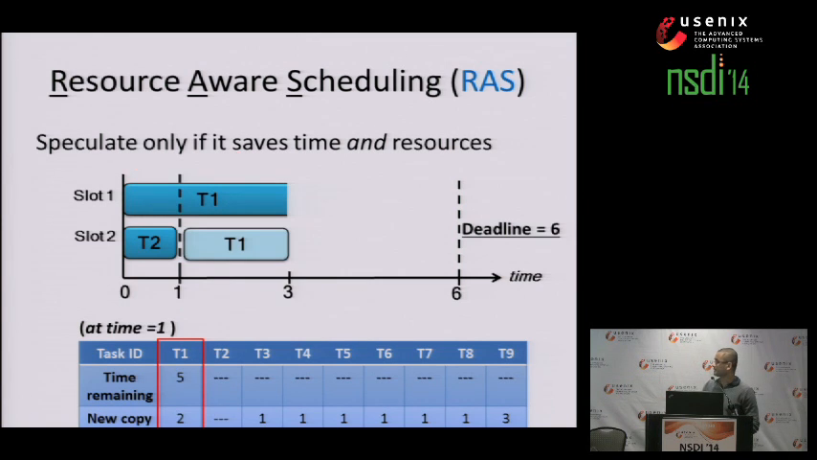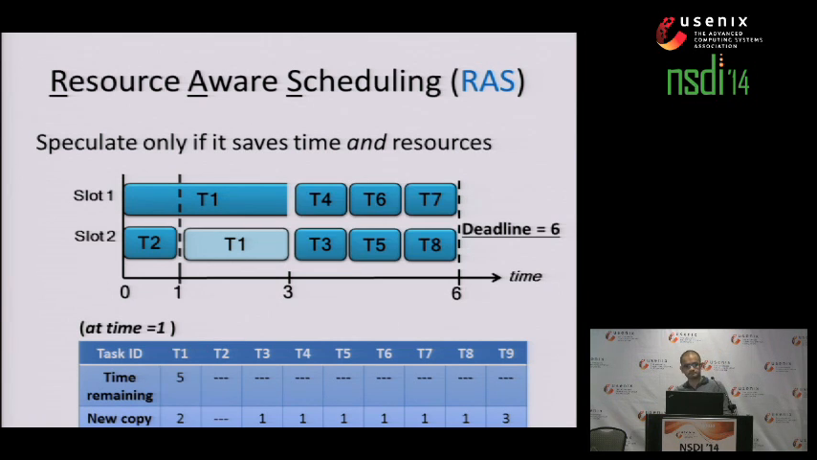So what I end up doing is scheduling a speculative copy for T1. That's the one in the lighter shade of blue. And then at that point, of course, the unfinished copy of T1 is killed. And then we schedule the other tasks. And we end up finishing 8 out of the 9 tasks in that job.